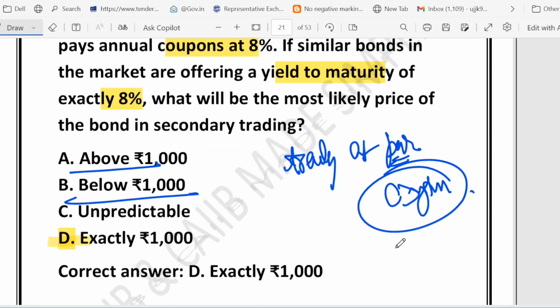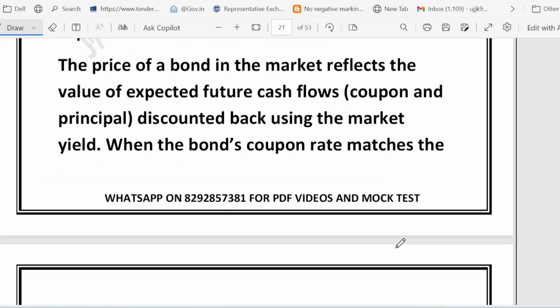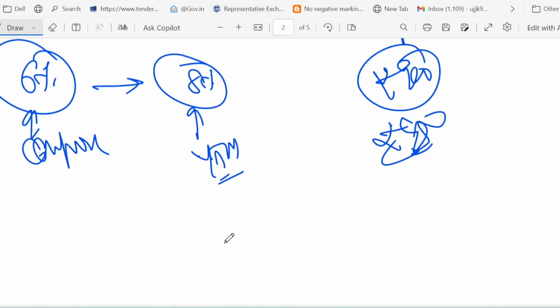Option number C says unpredictable, but actually, bond pricing follows a clear mathematical logic based on the coupon rate. It is not random at all. So option number D is the correct answer. What is the key learning from this question? Please understand. Let's quickly summarize. Let me write it down, the quick summary. Please note it down. This will be helpful.